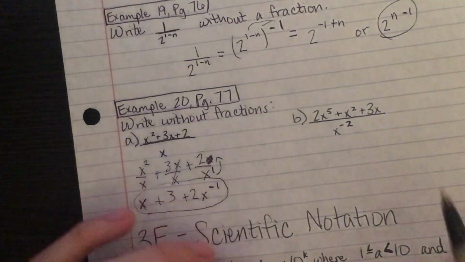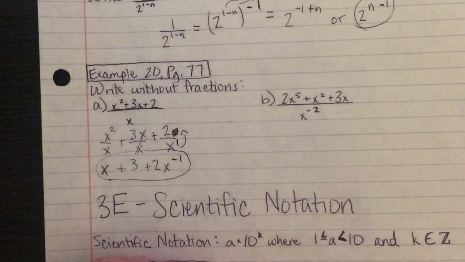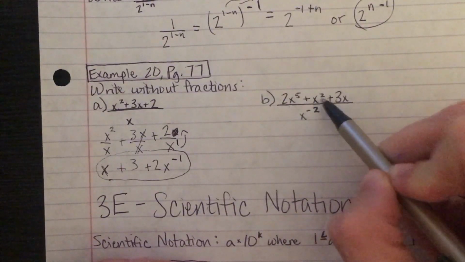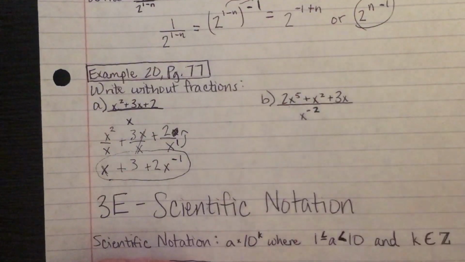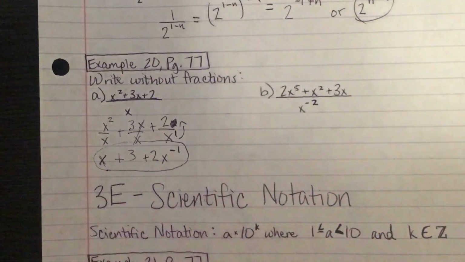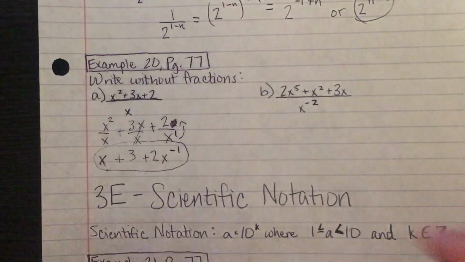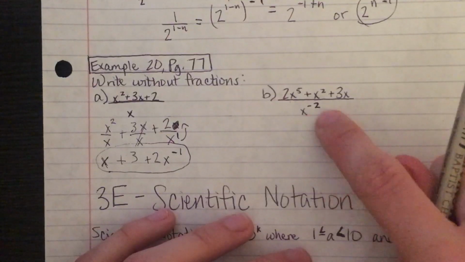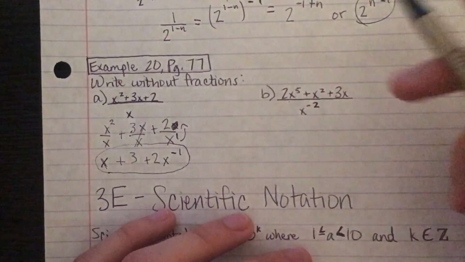So we're going to look at one more example here. We've got 2x to the fifth plus x squared plus 3x, and this is being divided by x to the negative second power. The way we can rewrite this, we want to write it without fractions. This x to the negative 2 is dividing this whole thing.